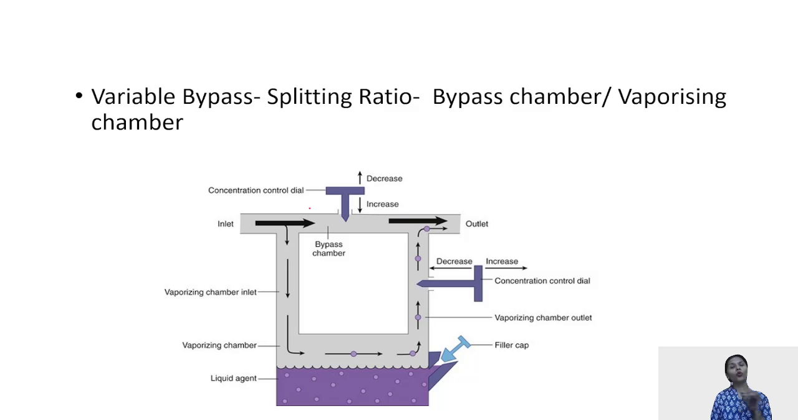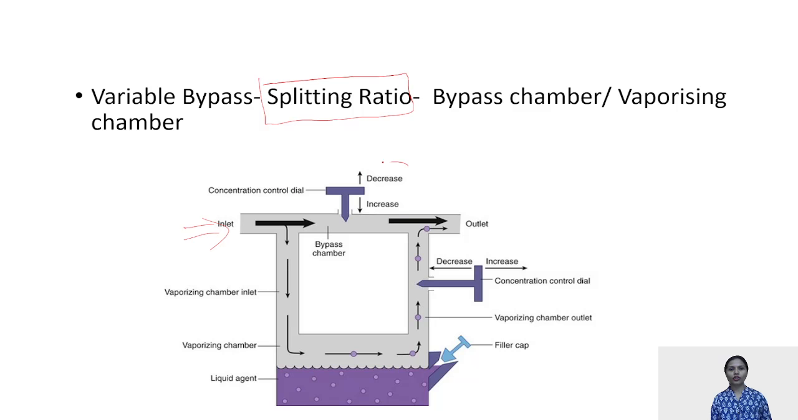Then we have one thing that you all have to remember: the splitting ratio in the vaporizers. When we talk about the vaporizers, I told you there's a chamber where we have a liquid and where the vapors get formed, and these vapors are then added to your fresh gas flow. When the fresh gas comes through the inlet, it has two ways in which it can go. One is it can go directly to the outlet, and the second is that it has to go through the vaporizer or the vaporizing chamber to the outlet, right?